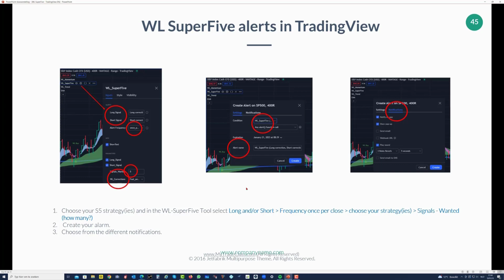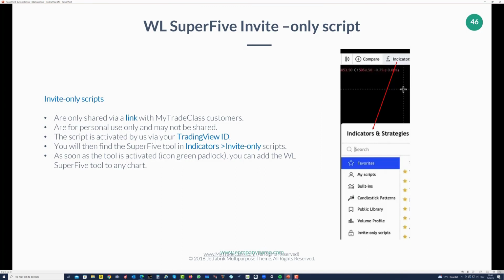You just click on the alert. The platform opens on your phone. I must say, very easy to use. Now I'll explain. I will go on immediately, just before I'll show this at least on the tool. It's a script, an invite-only script. So how does it work?